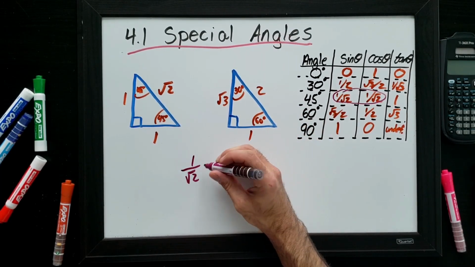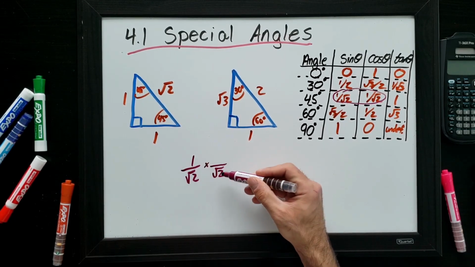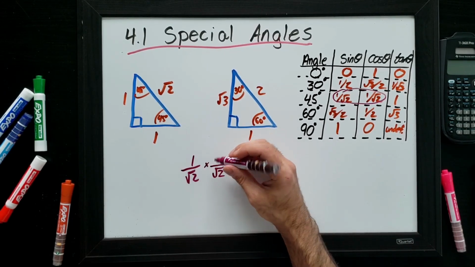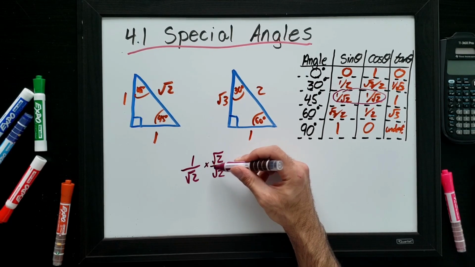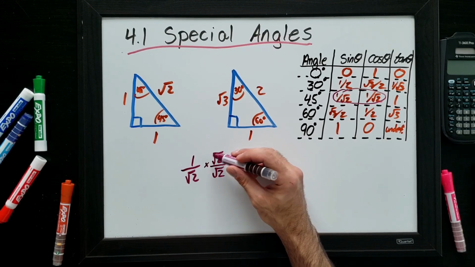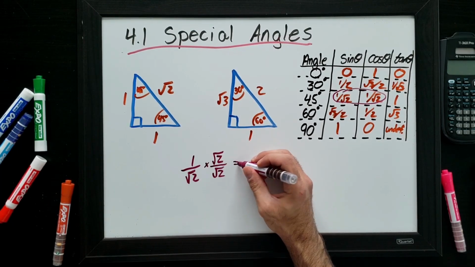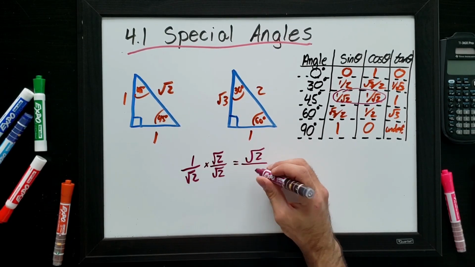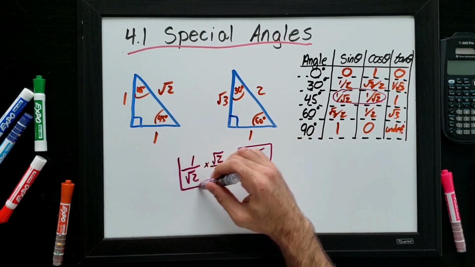So this is what I'm going to do. I'm going to multiply it by root 2. But I can't just multiply by root 2 in the denominator because that's going to change the value of this number. So I multiply it by a value of 1 in a way that can also rationalize the denominator. I multiply by the conjugate, root 2 over root 2. Now, what's this going to do? 1 times root 2 is root 2. Root 2 times root 2 is 2. This is the same as this.